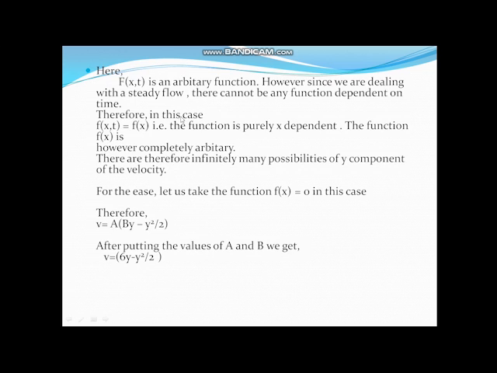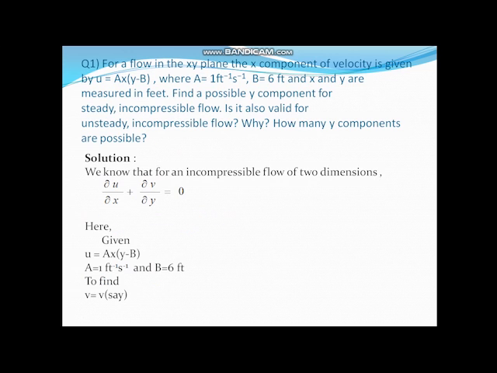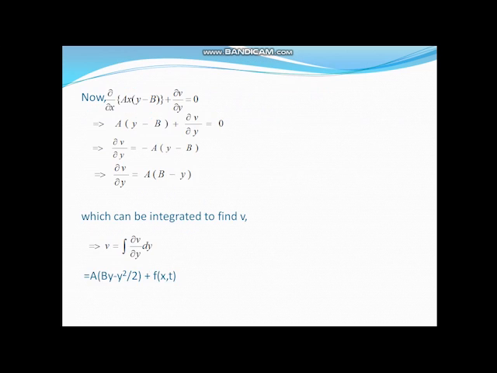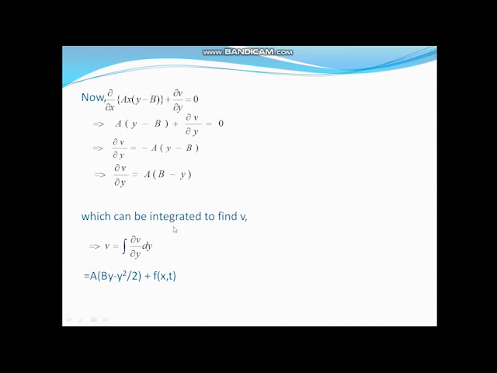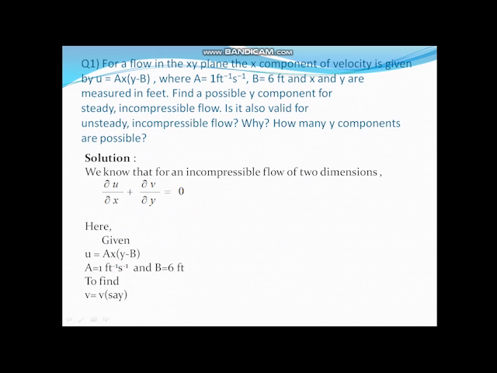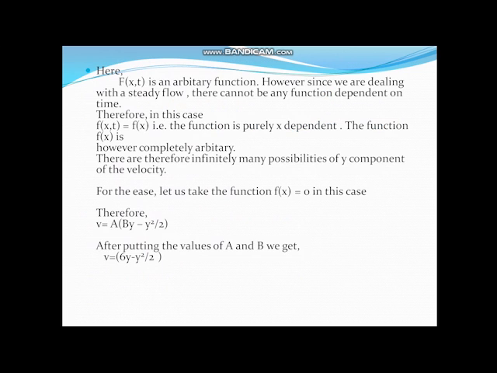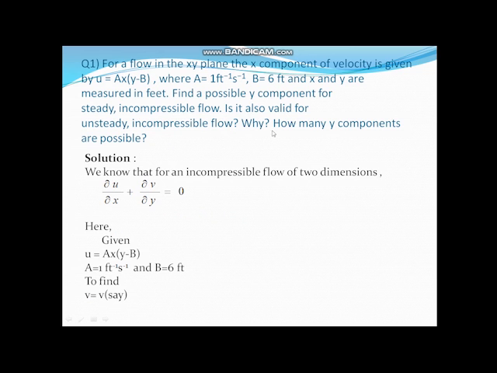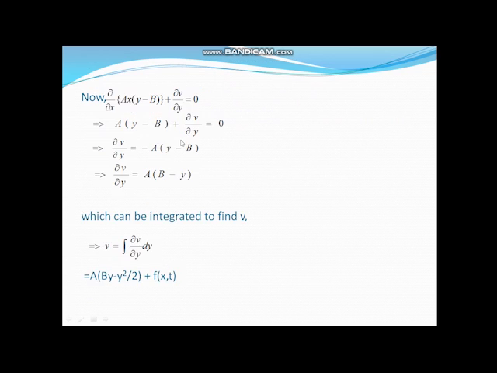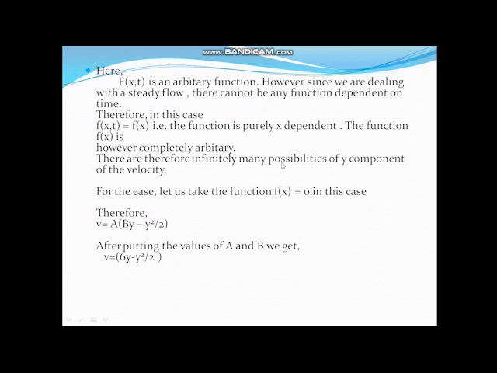So let us see, have we answered everything. First we are told to find a y component. So this is the y component, as you can see. Secondly, they have asked, is it also valid for unsteady incompressible flow, and why? And we have answered that it is not valid, and this is the reason we have given here already. And lastly, how many y components are possible? As you can see, there are infinitely many possibilities of the y component of the velocity.